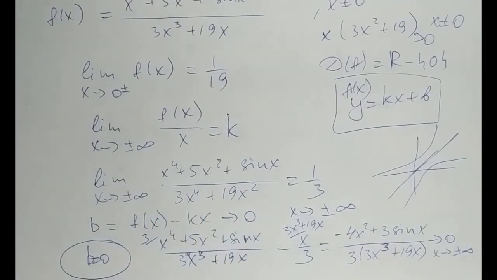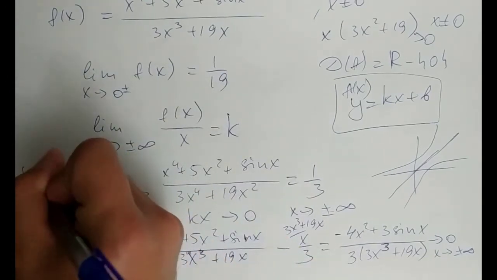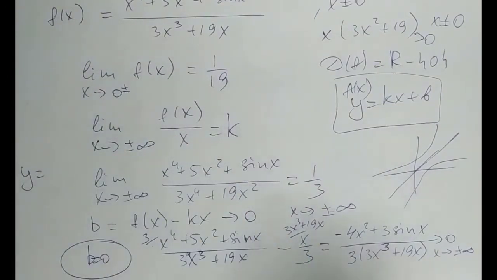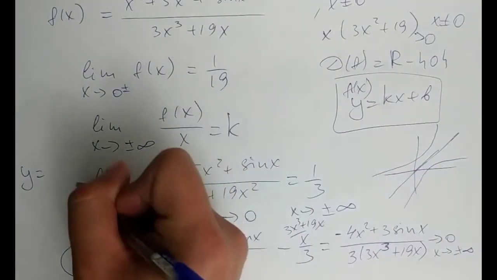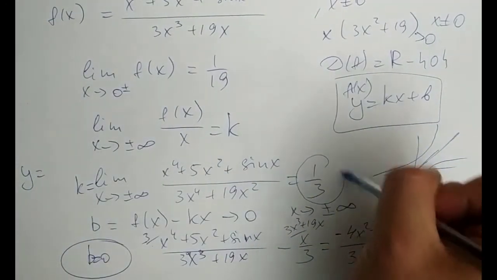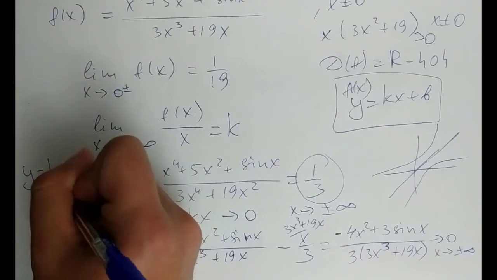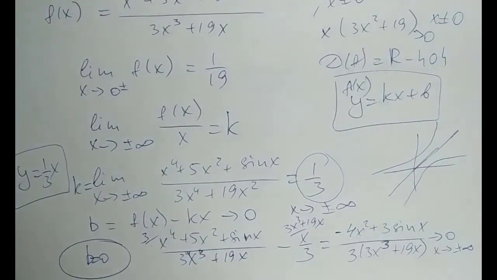So our oblique asymptote is y is just kx. So k is 1 over 3. This is k. So this is 1 over 3, and the answer is just 1 over 3 x. This is the oblique asymptote.